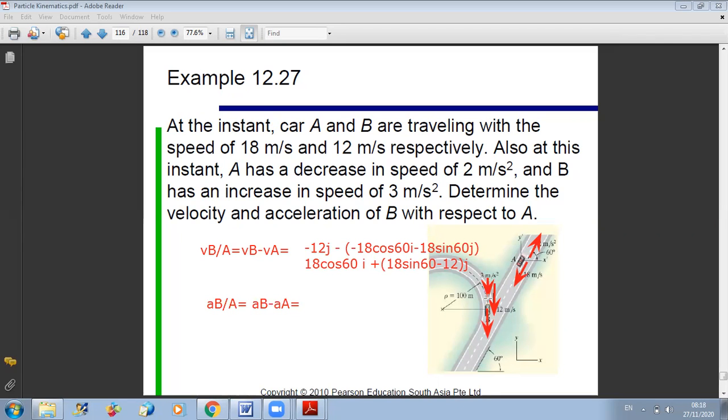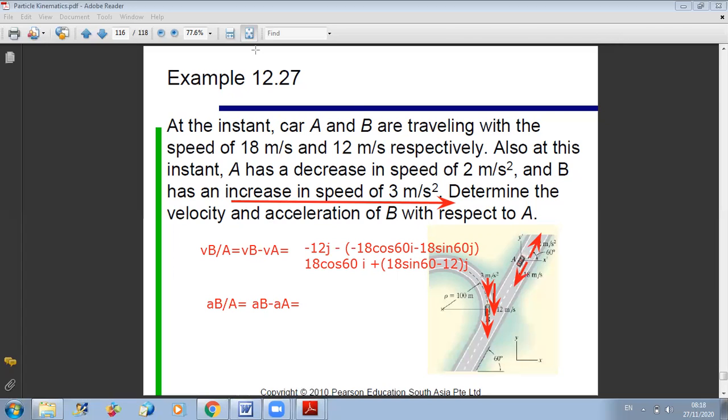We can know this even if they don't give it in the figure, because they said it has an increase in speed of 3 meters per second squared. So V and A tangential should be in the same sense. However, for A, it's the opposite. For A, it's decelerating. This is why V and A are opposite, because A is decreasing in speed at 2 meters per second squared.